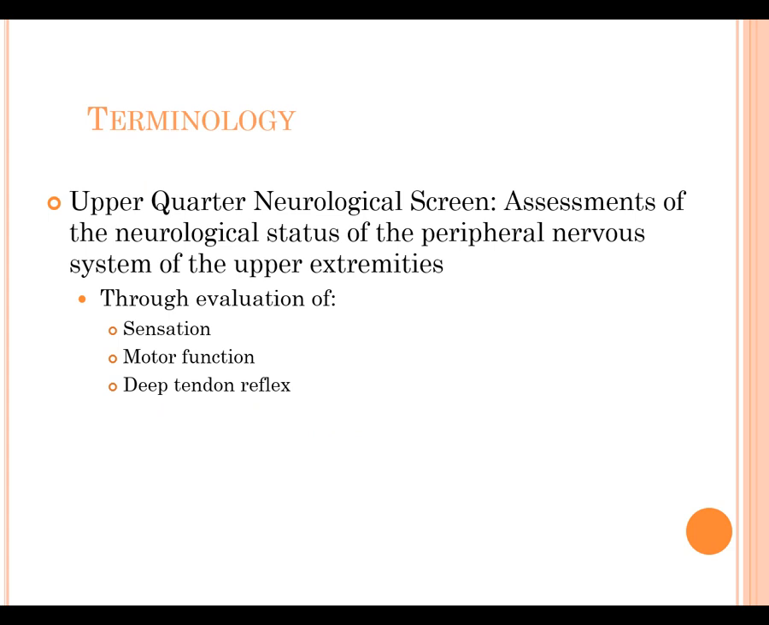So general terminology. The upper quarter screen is an assessment of neurological status of the peripheral nervous system of the upper extremities. We're going to look at sensation, motor function, and deep tendon reflex. So yes, the upper quarter neurological screen is testing sensation, motor function, and deep tendon reflex, but the sensation and motor function have their own terms.